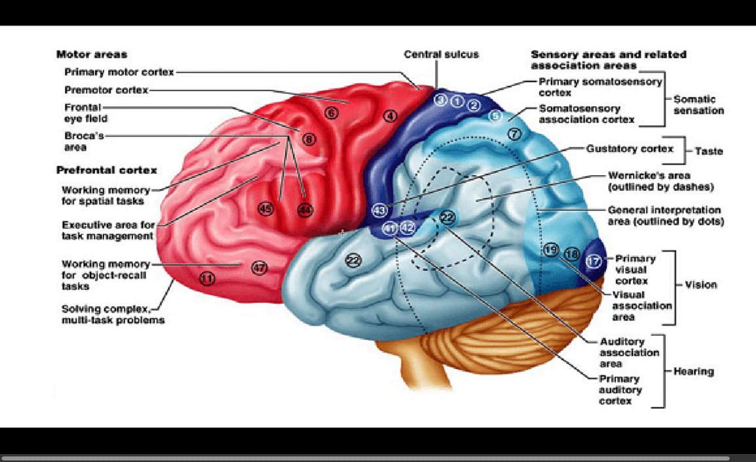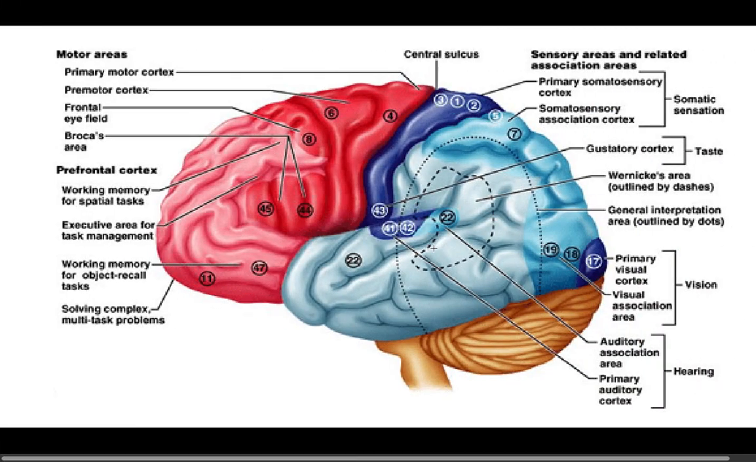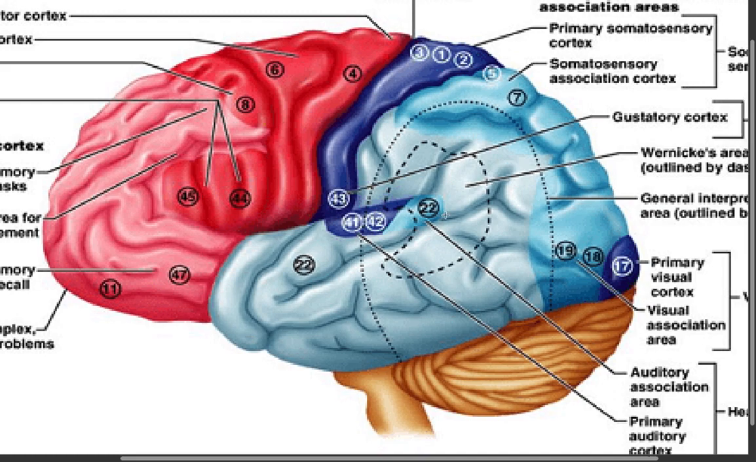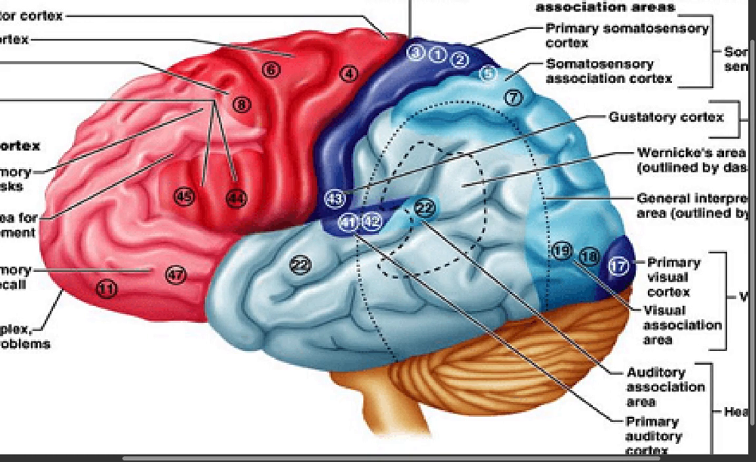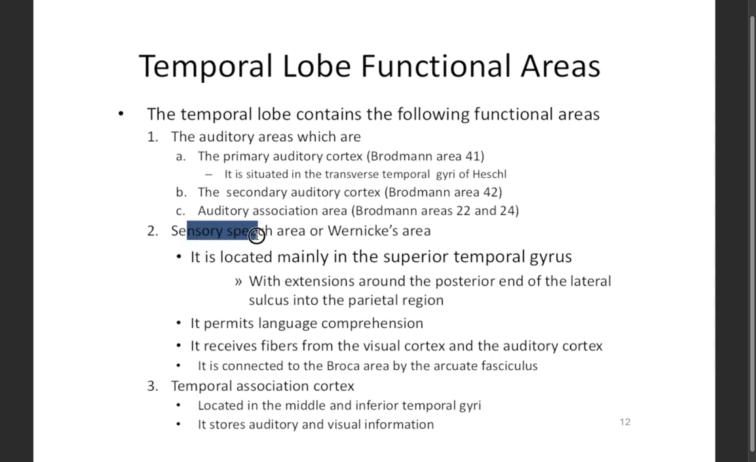I have transverse gyri, one of these gyri. We said that I have superior, middle and inferior, so in this region I have the transverse temporal gyri of Heschl in the lateral sulcus, and the auditory association area, which is 22 and 24, here. This is 22. So this is the auditory association, this is the secondary auditory, and this is the primary auditory. Okay, going to the sensory speech.